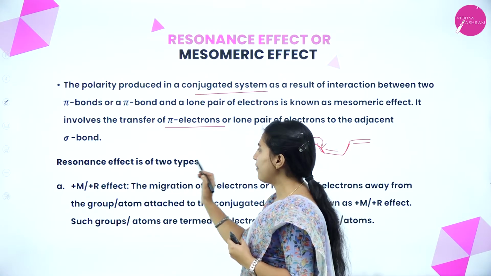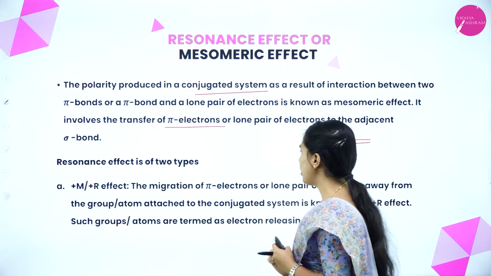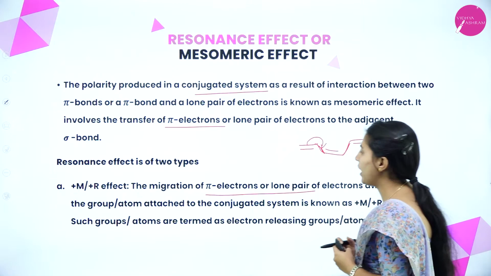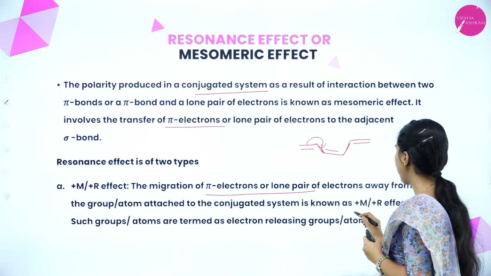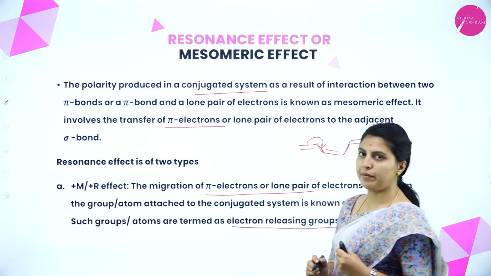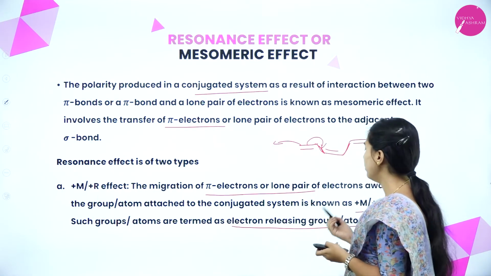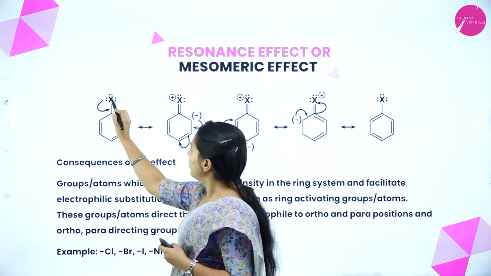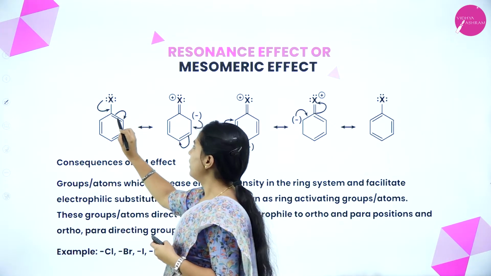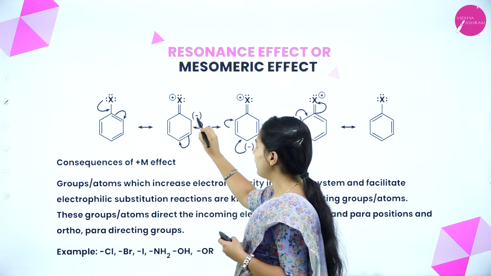So, the resonance effect is of 2 types, plus M or plus R effect. The migration of pi electrons or lone pair of electrons away from the group attached to the conjugated system is known as plus M. Such groups or atoms are termed electron releasing groups or atoms. Away from the conjugated system means electron releasing group. See here, the lone pair is going to the adjacent position, and if it is added here, the double bond will turn to here and it will become positive and it will become negative.